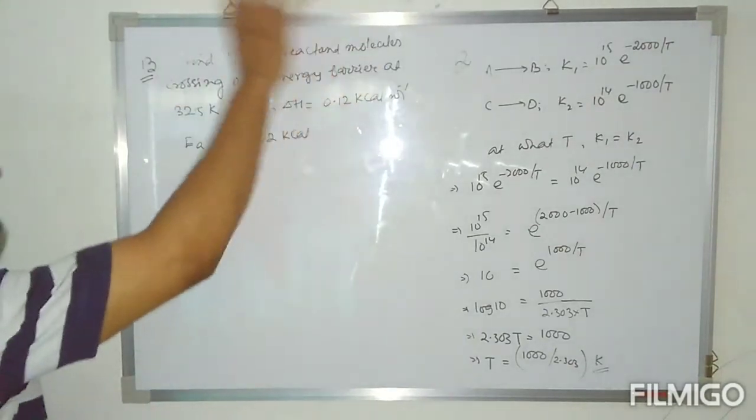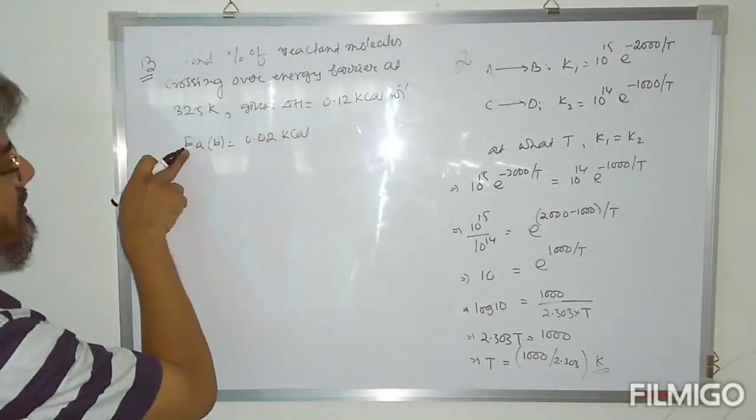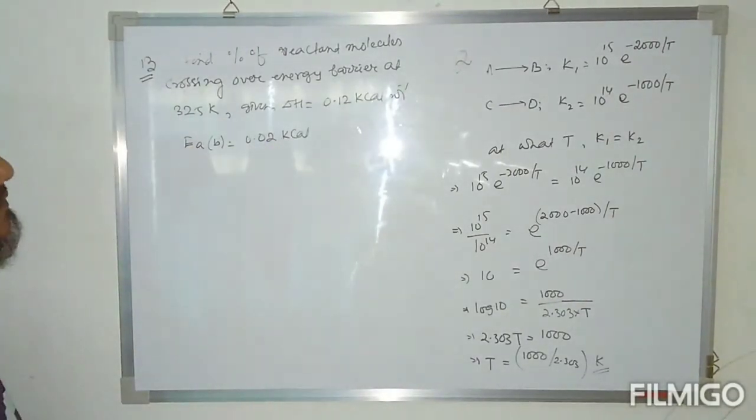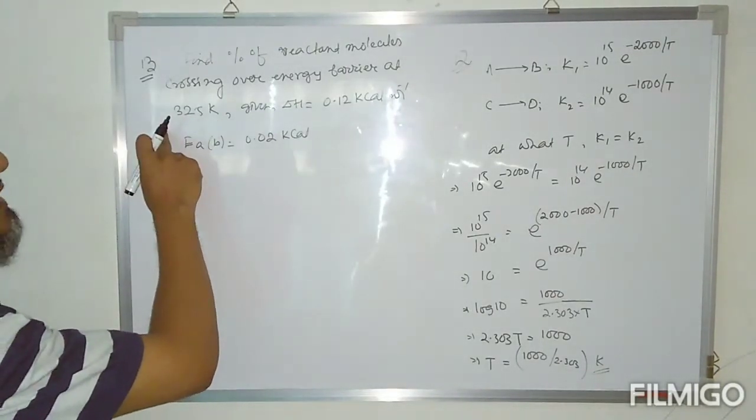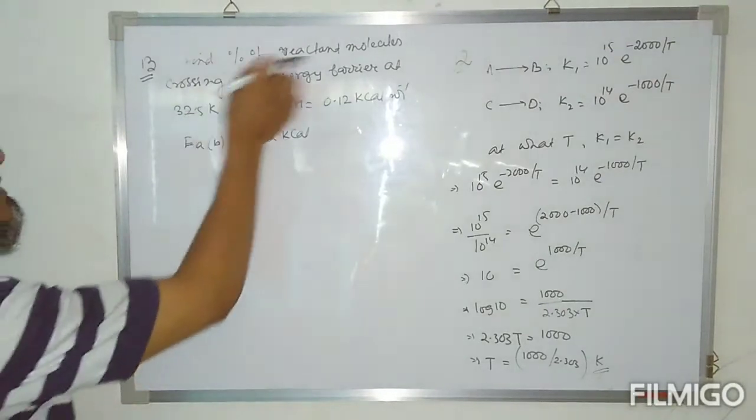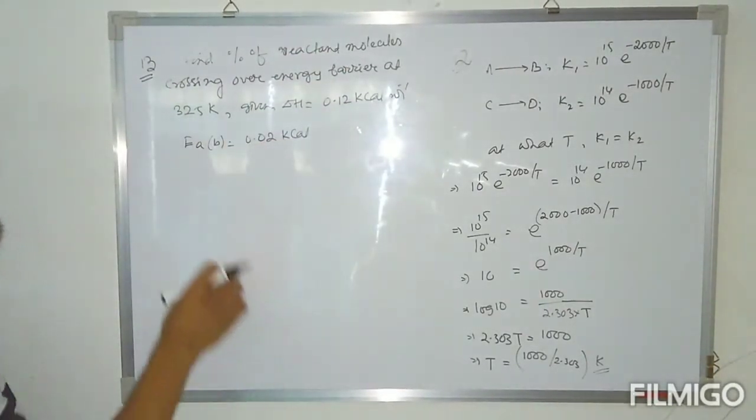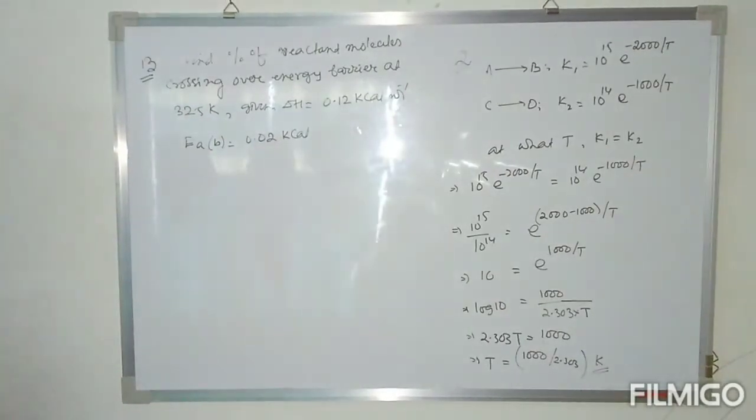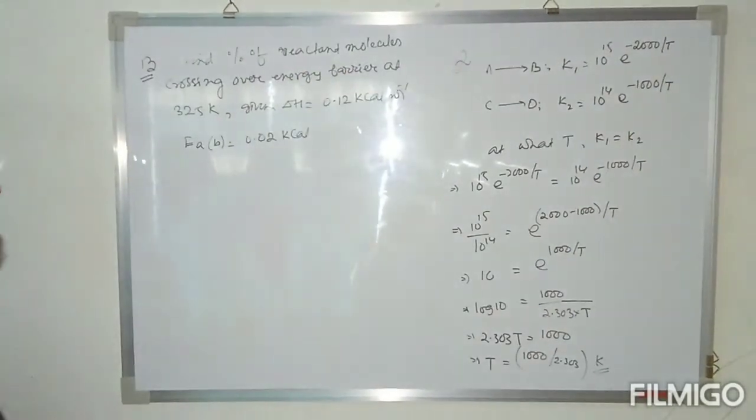So we have a given reaction for which delta H is given as this value. Activation energy of the backward reaction is given as 0.02 kilocalorie. Temperature is 325. So at this temperature, what percentage of molecules has crossed this energy barrier? That means this percentage of molecules is likely to be converted into the product. So find the percentage of molecules crossing over this energy barrier.